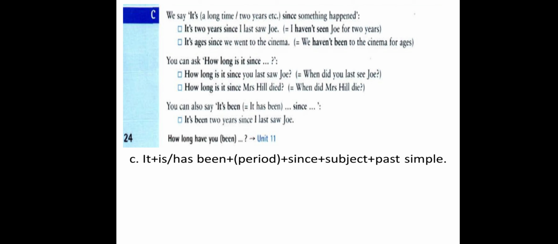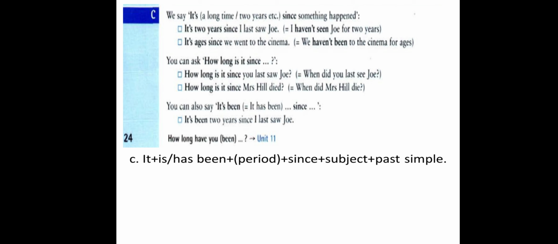You can ask how long is it since. In the question, you can ask this way. How long is it since you last saw Joe? You just bring is before it and put how long in the beginning. So it becomes how long is it since. If you want to ask a yes or no question, you say, is it 2 hours or 2 weeks since you last saw Joe? But to ask by how long, you put how long before is, so it becomes how long is it since you last saw Joe? And this means, when did you last see Joe?